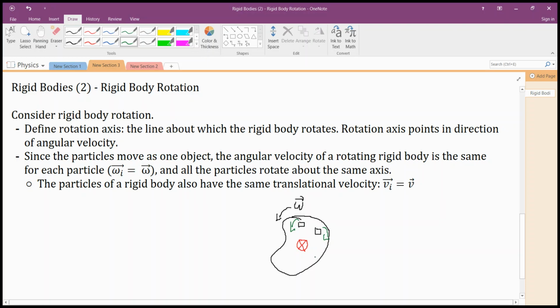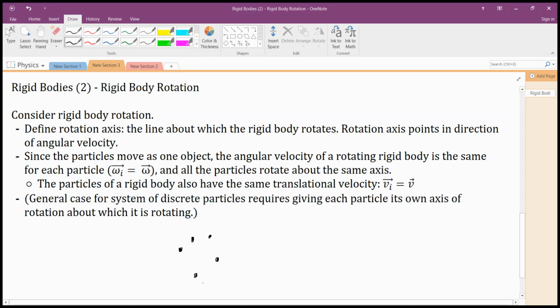Similarly, if they are rotating about different rotation axes or with different omegas, then as they move about these circles, the length of that blue line will change. The distance between them will change, and the rigid body will be changing its shape and deforming as the object rotates. As an aside, although we will not deal with this case, if you have a system of discrete particles like this, and they are not a rigid body, then to deal with the general case of their motion, you'll just need to give each particle their own axis of rotation about which they are rotating. And so you would have something like this, which is pretty wild.